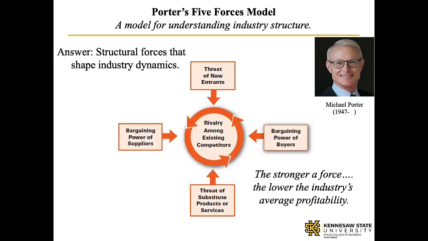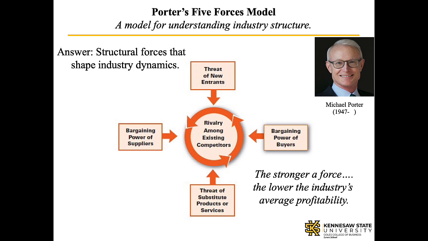This is the question that framed the early work of Michael Porter, one of the most influential scholars in the field of strategy. Porter was trained as an industrial organization economist, which means he was an economist who studies how industries work. He was interested in why some industries earn consistently above average or below average rates of return on investments. His response was the Five Forces model. It is the most enduring framework for industry analysis in the field.